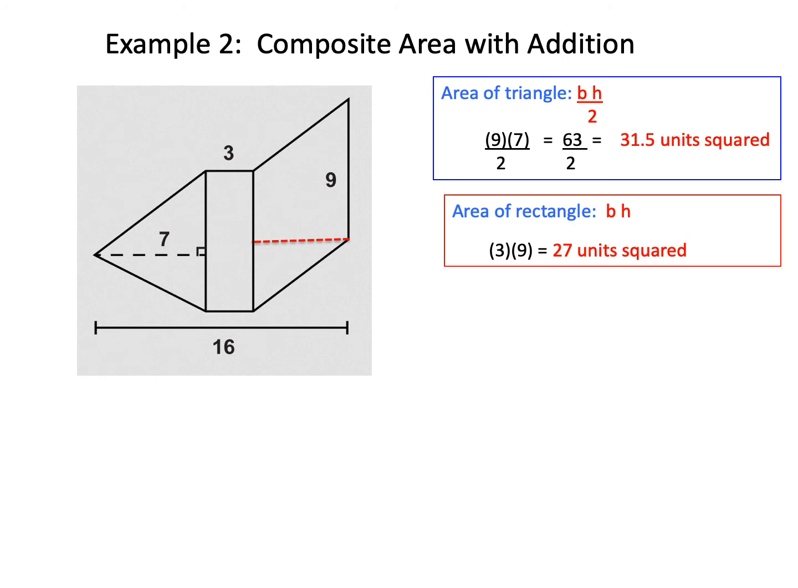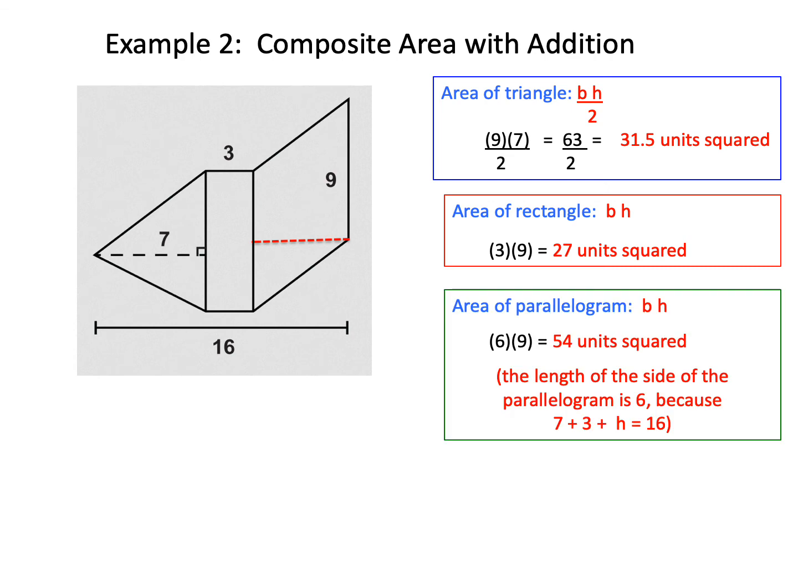The middle piece is a rectangle with a side of 3 and another side of 9. We know that the height of that rectangle is 9 because the parallelogram next to it has a side length of 9. And that is a parallelogram, so both pairs of lines are parallel.